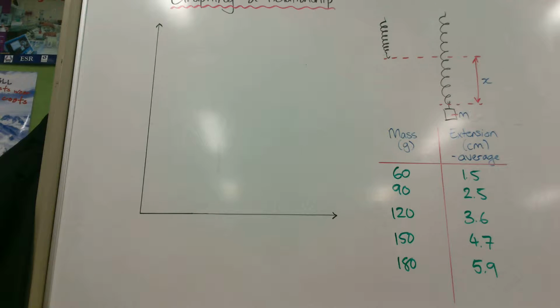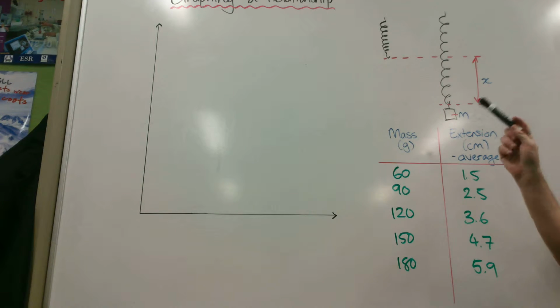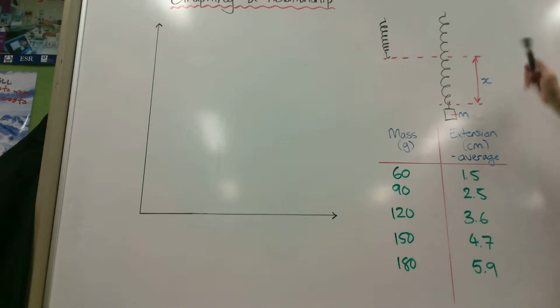So next week you're going to be doing an experiment looking at a thing called Hooke's Law. It's where we look at the relationship between how much mass or how much weight we hang off a spring and how much it extends or stretches by. And we should be able to find a relationship between those.